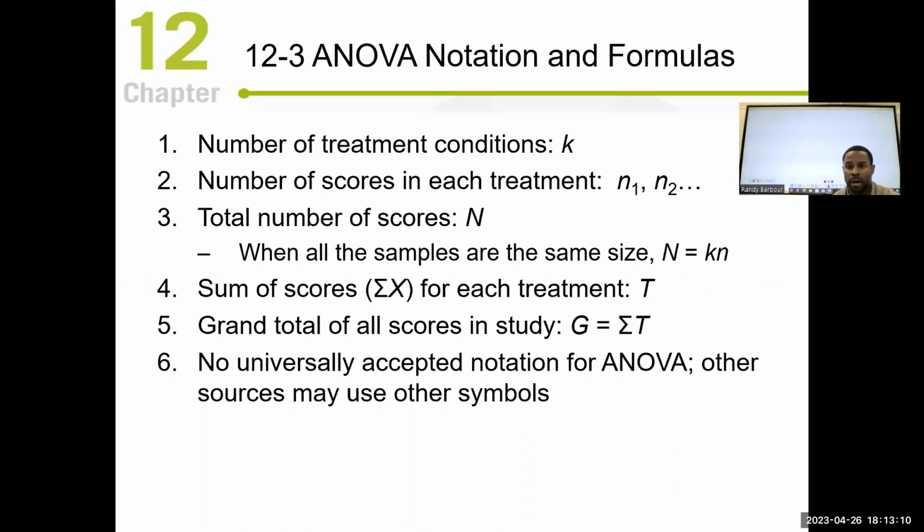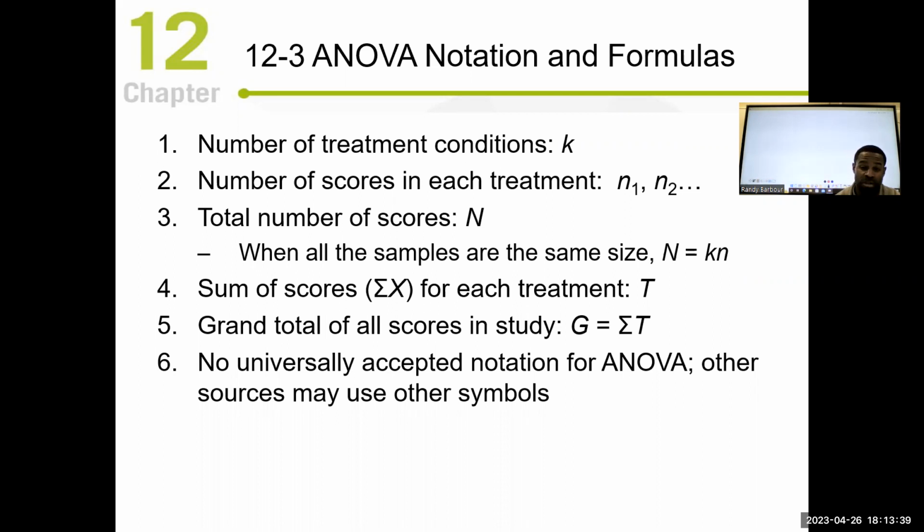But here are the notations that we'll be using. Some of these are new, and these are not universally accepted. Everyone has their own way of notating a lot of these things. The number of treatment conditions is little k. For the example that we'll be using, little k is 3. You'll see on the next slide how we utilize those variables.